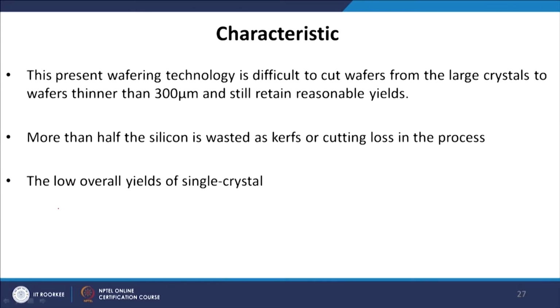The present wafering technology makes it difficult to cut wafers from the large crystal thinner than 300 microns and still retain reasonable yields. So nowadays we can easily cut until 300 micrometers, but going beyond that is always difficult. But 300 micrometer is good for us because that is good enough to absorb the sunlight for a silicon solar cell. More than half the silicon is wasted as kerf or cutting loss in this process. That means most of the silicon gets wasted during the cutting process, so the yield is low. That is why even starting from a single crystal to get a silicon wafer, the yield is very low.